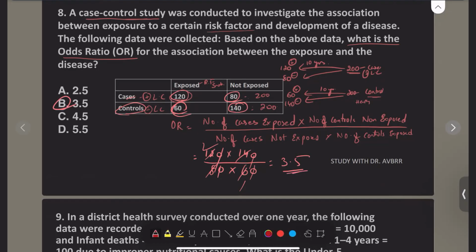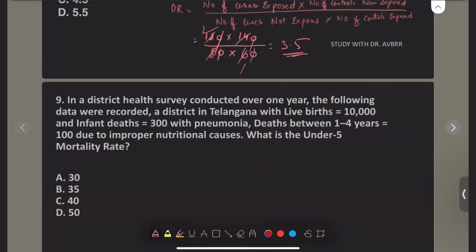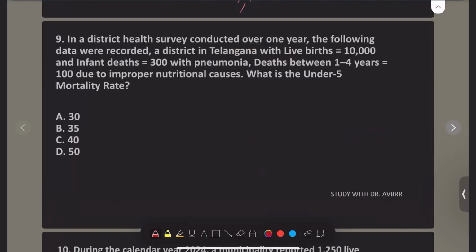According to this, we can also say that there's about 3 times higher risk of getting lung cancer in a person who is smoking. That's what we are doing this formula and this calculation for. We need to know the relation between the risk factor and the disease. So let's move on with the next question. They're asking for under 5 mortality rate.